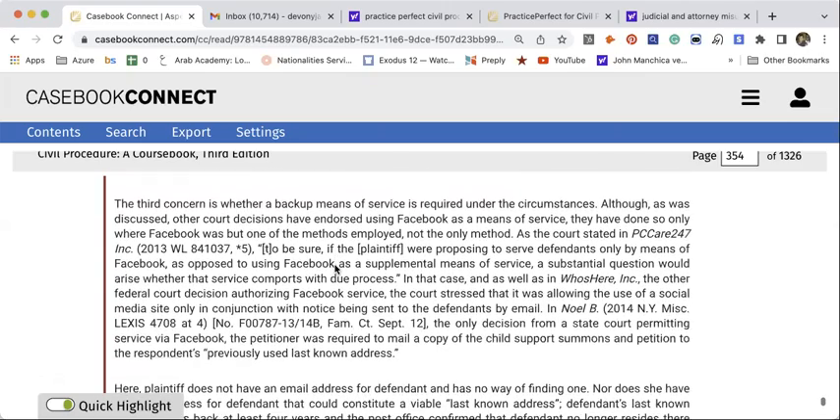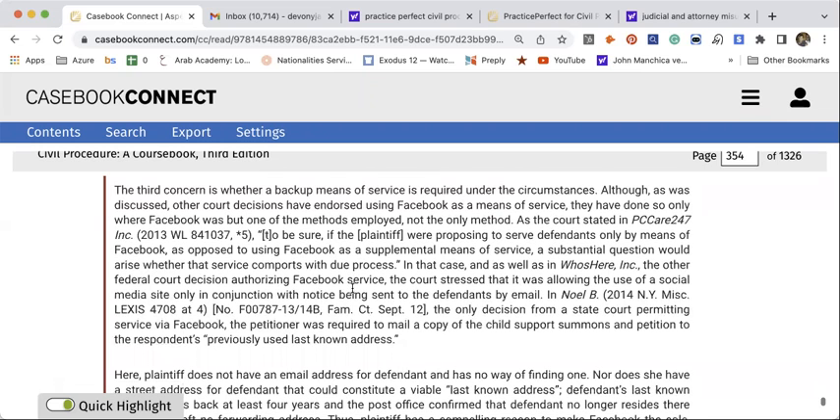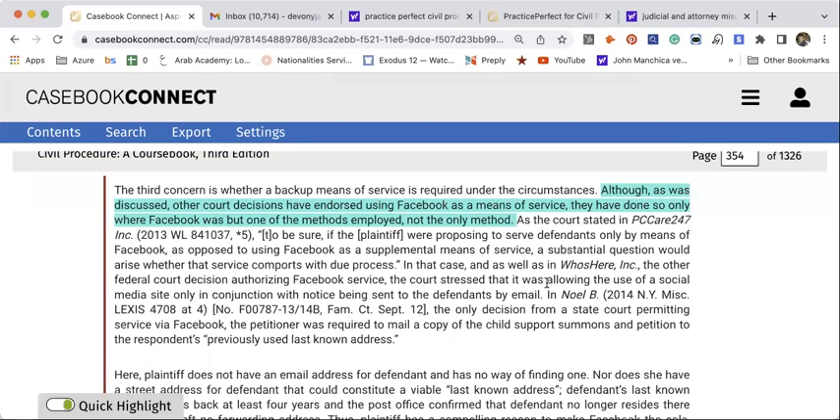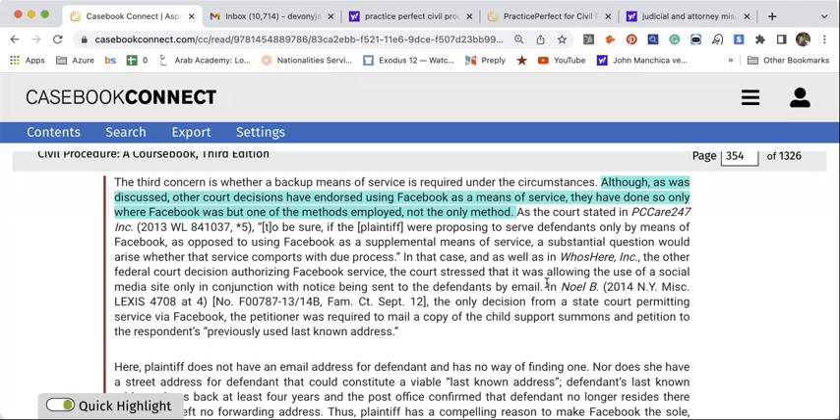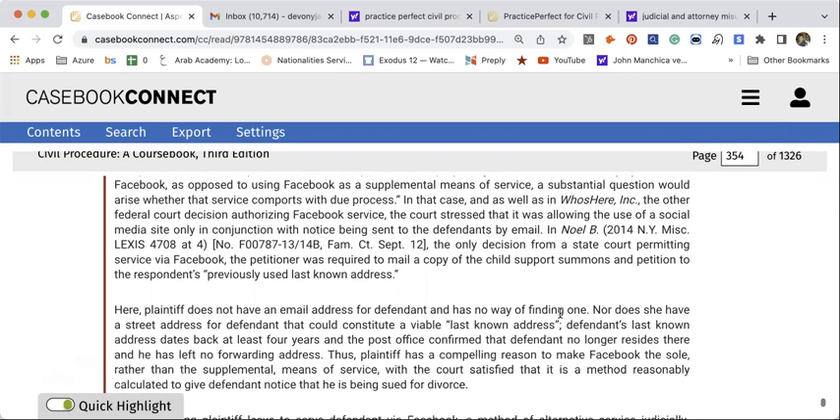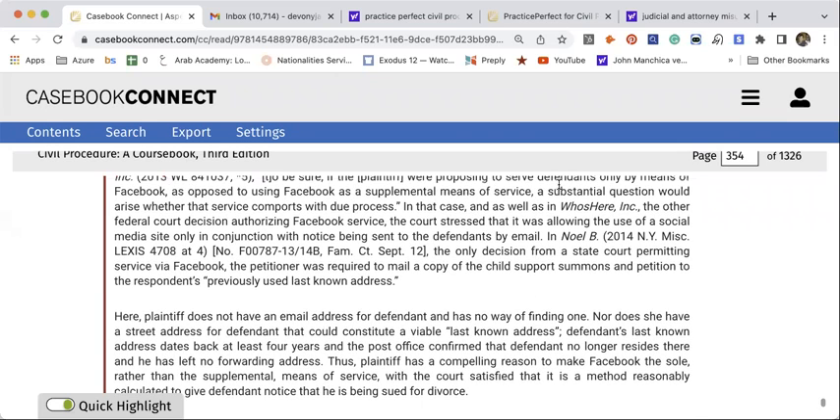The third concern is whether a backup means of service is required under the circumstances. Although, as we've discussed, other courts' decisions have endorsed using Facebook as a means of service, they have done so only where Facebook was one of the methods employed, not the only method, as the court stated in PCC Care 2470. To be sure, if the plaintiff was proposing to serve defendants only by means of Facebook, as opposed to using Facebook as a supplemental means of service, a substantial question would arise whether that service comports with due process.